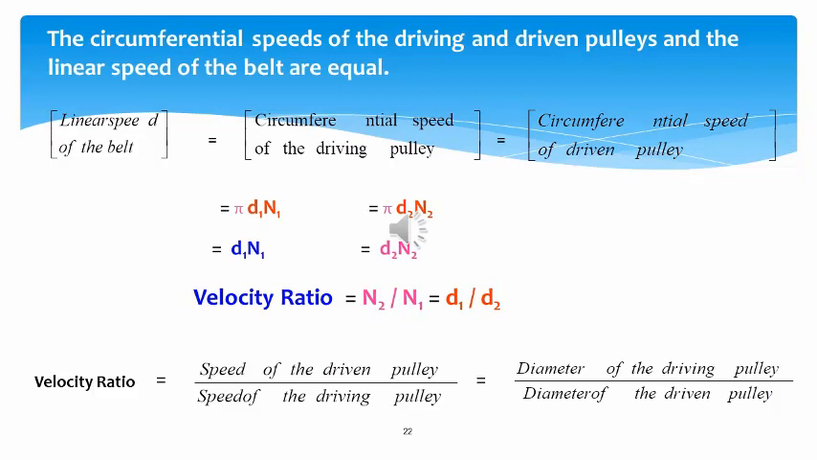So the speed is inversely proportional to the diameter. If the diameter is higher, the speed will be lower. If the diameter is smaller, the speed will be higher. So the velocity ratio is equal to speed of the driven pulley divided by the speed of the driving pulley, which is equal to diameter of the driving pulley divided by the diameter of the driven pulley.